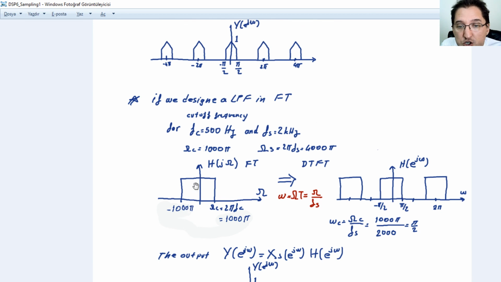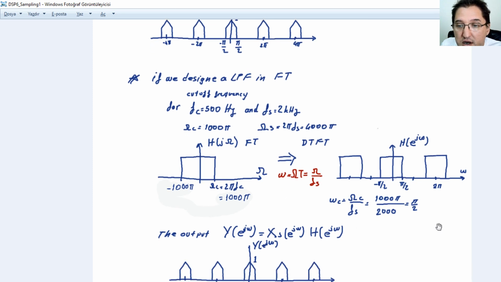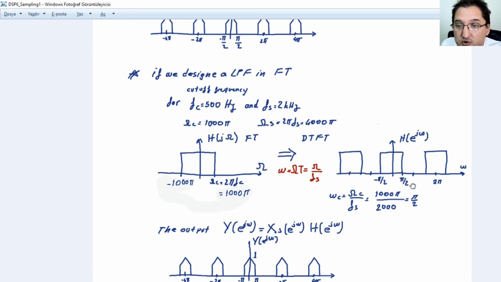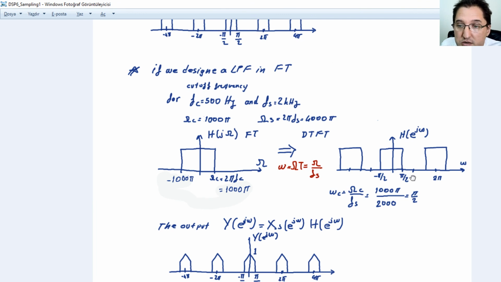And if we change the variable from the Fourier transform to the discrete time Fourier transform using this formula here, as you can see, we get pi over 2 for the cutoff frequency in the discrete time Fourier transform, and the output is also the same, the input signal spectrum times the filter spectrum, and we get the same result.